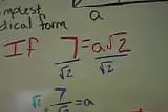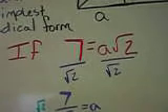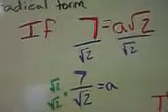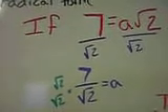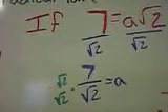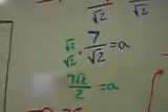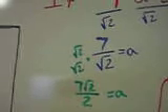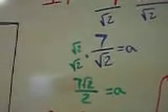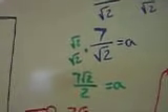If 7 is equal to a radical 2, first divide both sides by radical 2. So I get 7 over radical 2 for the value of a. But remember, we're not allowed to leave it that way, so multiply both top and bottom by radical 2. This now gives me 7 radical 2 over 2 for the value of a. That won't reduce. I'm done. 7 radical 2 over 2 is my a.